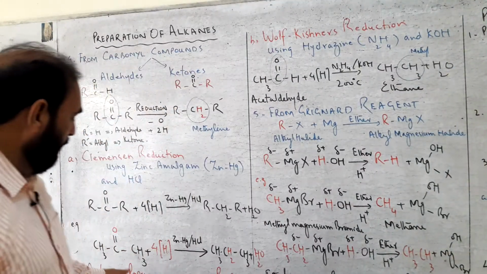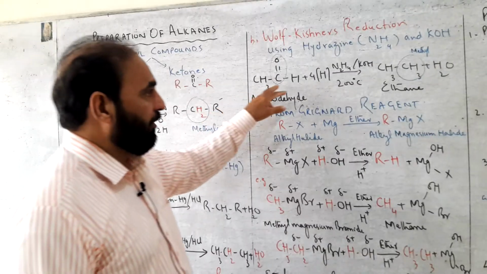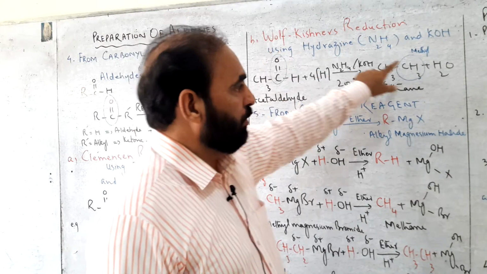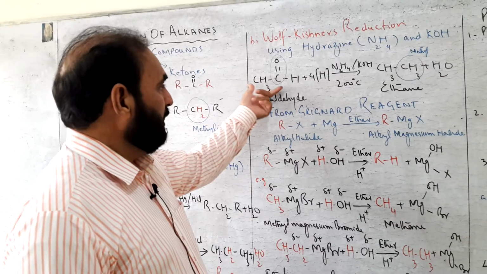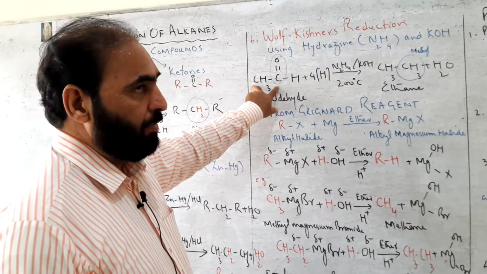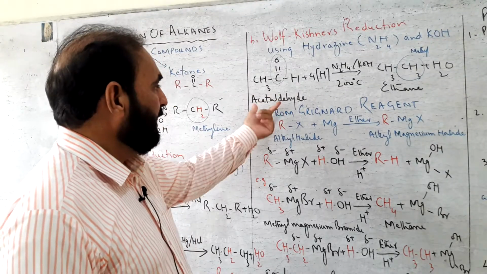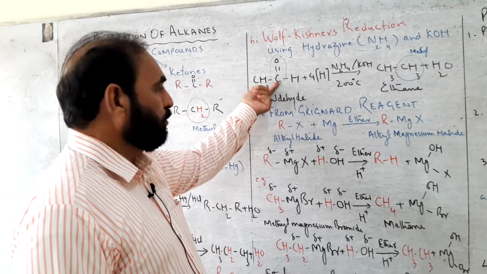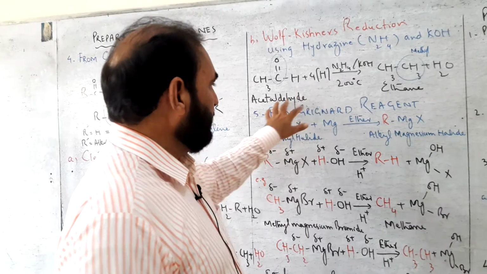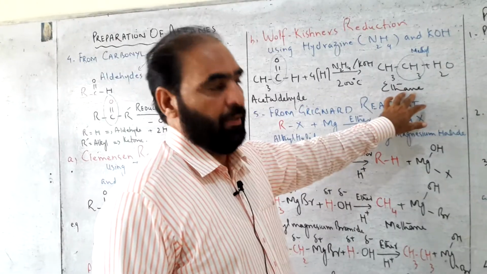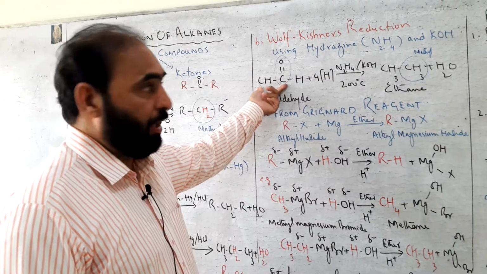In case of a ketone, the carbonyl group is changed to a methylene group, and in case of an aldehyde, the carbonyl group is changed to a methyl group, CH3. For example, this aldehyde with 2 carbon atoms, having 1 hydrogen atom on the right side of the carbonyl carbon, is acetaldehyde. On reduction, acetaldehyde is changed to ethane, with the same number of carbon atoms as present in the parent molecule of the carbonyl compound.